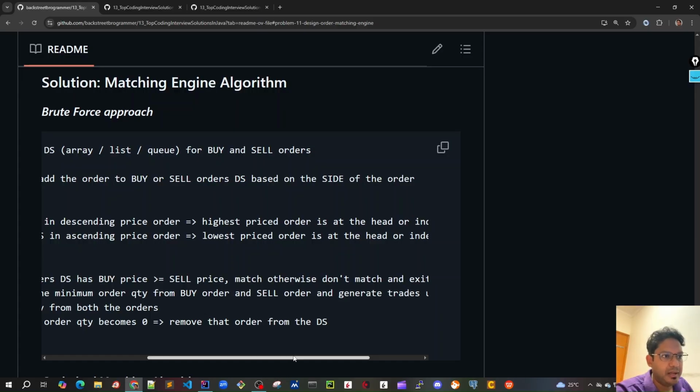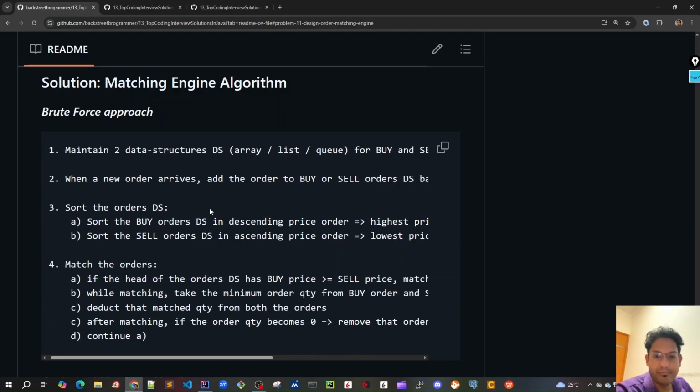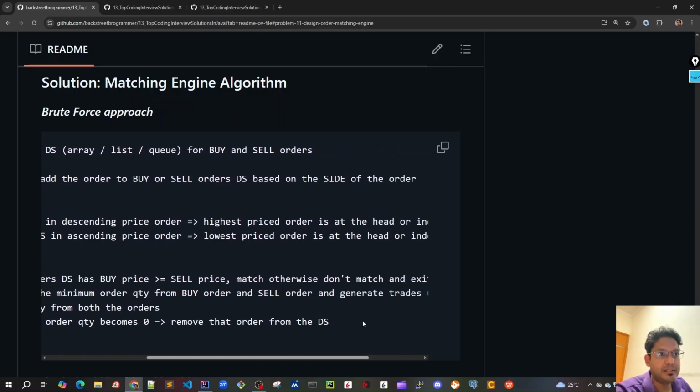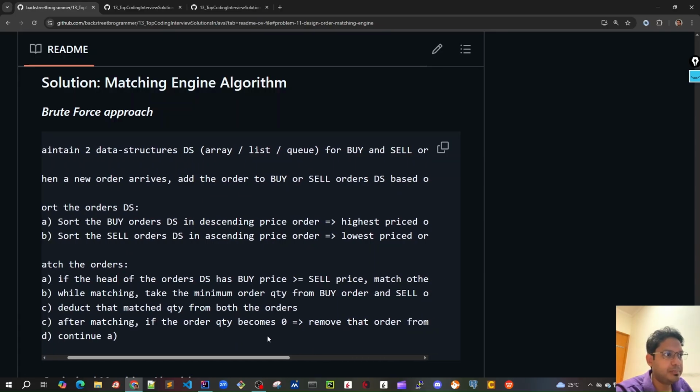Based on that, we have to sort, because whenever we add to our data structure, for example a linked list as we discussed in the last video, we have to sort it every time. For buy orders, we sort in descending price order, which means the highest priced order is at the head. Similarly, for the sell orders linked list, we sort in ascending price order, which means the lowest price order would be at the head of the linked list.